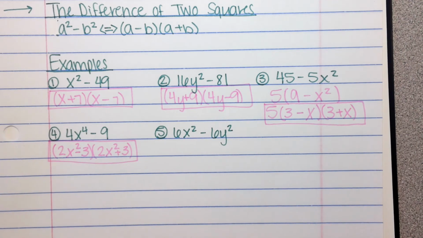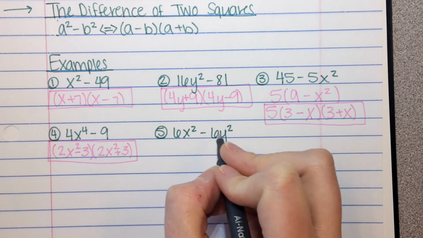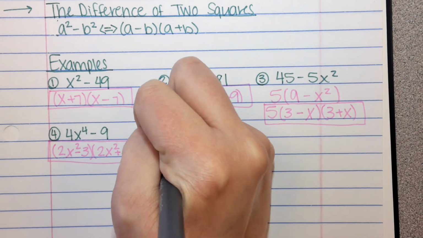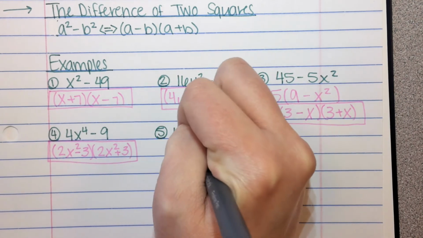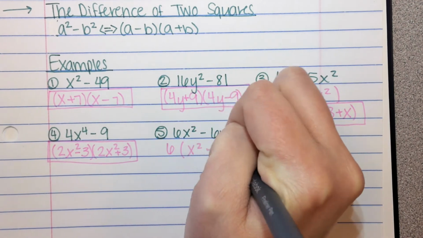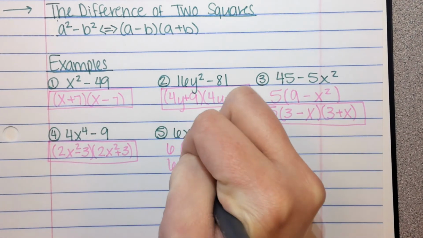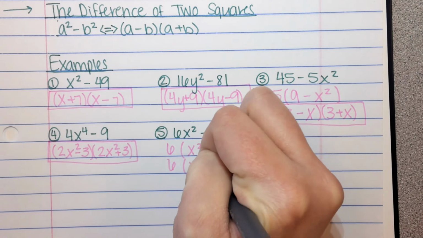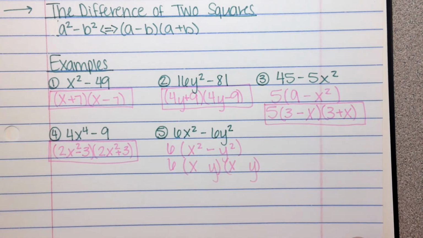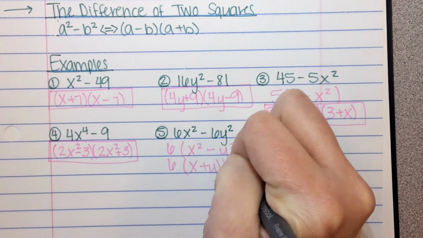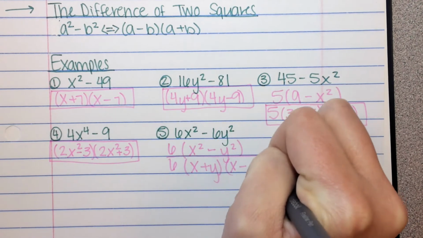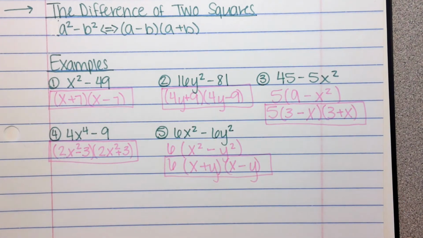Okay. And last, 6x squared minus 6y squared, our GCF is 6. That leaves me with x squared minus y squared. Bring down my GCF. X times x gives me x squared. Y times y gives me y squared. I need a positive and a negative. Okay, so those should be pretty easy.